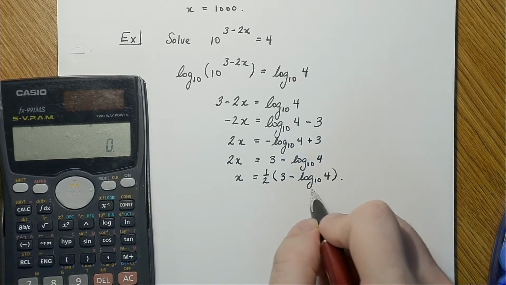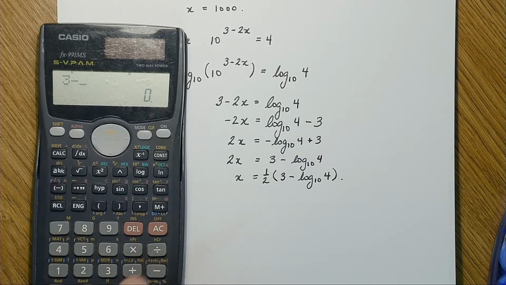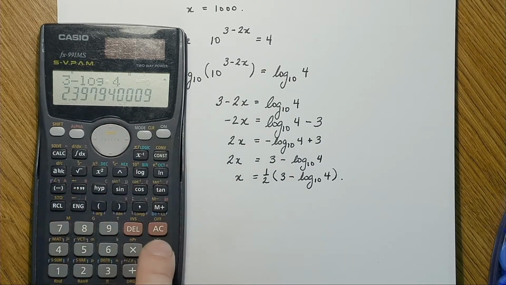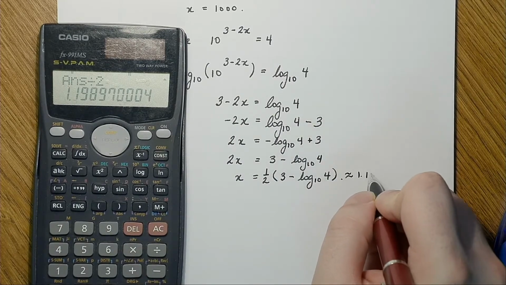So I will write 3 minus log of 4, divided by 2. So that's approximately 1.1989.